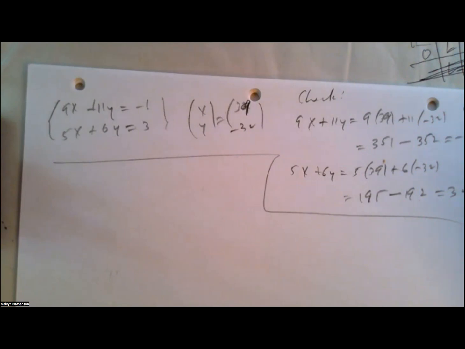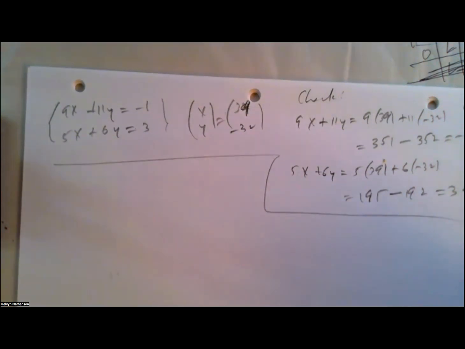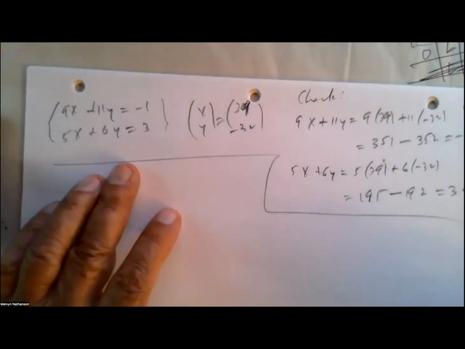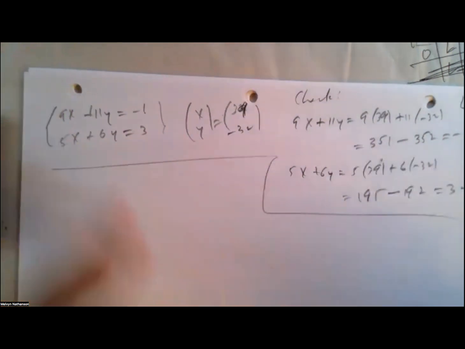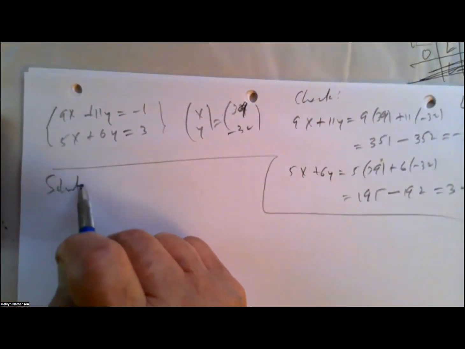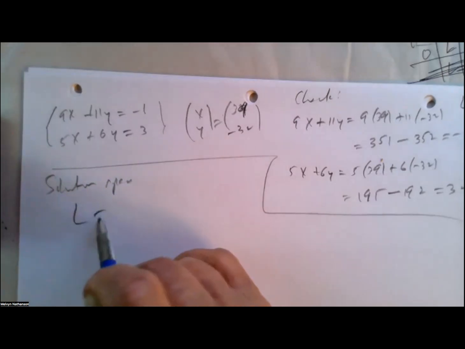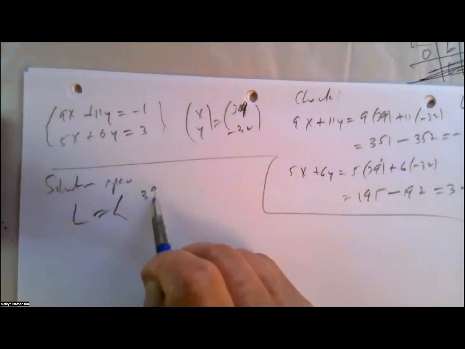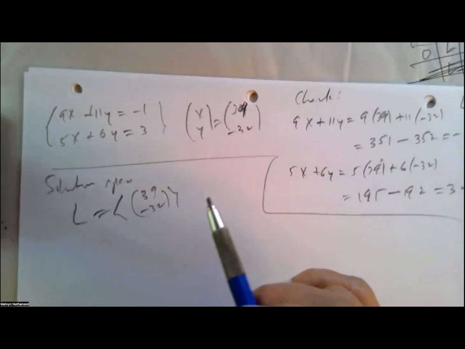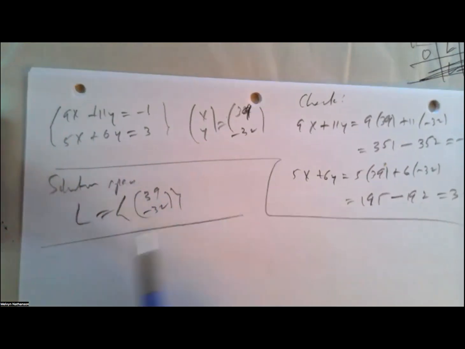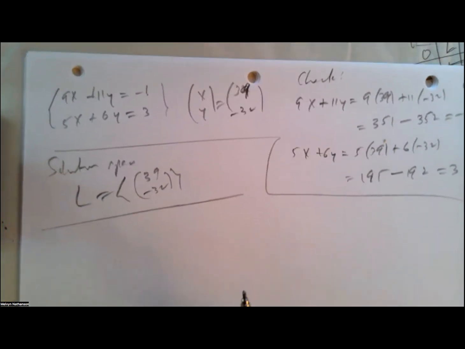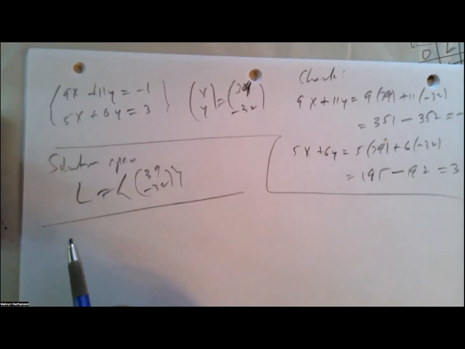So let's look at a more complicated system. So this system of equations, the solution space consists of just one vector. So solution space L is just the vector 39, minus 32, which is an affine subspace. It's this vector plus 0. That's the solution space. Let's look at the next system. This is example 2.